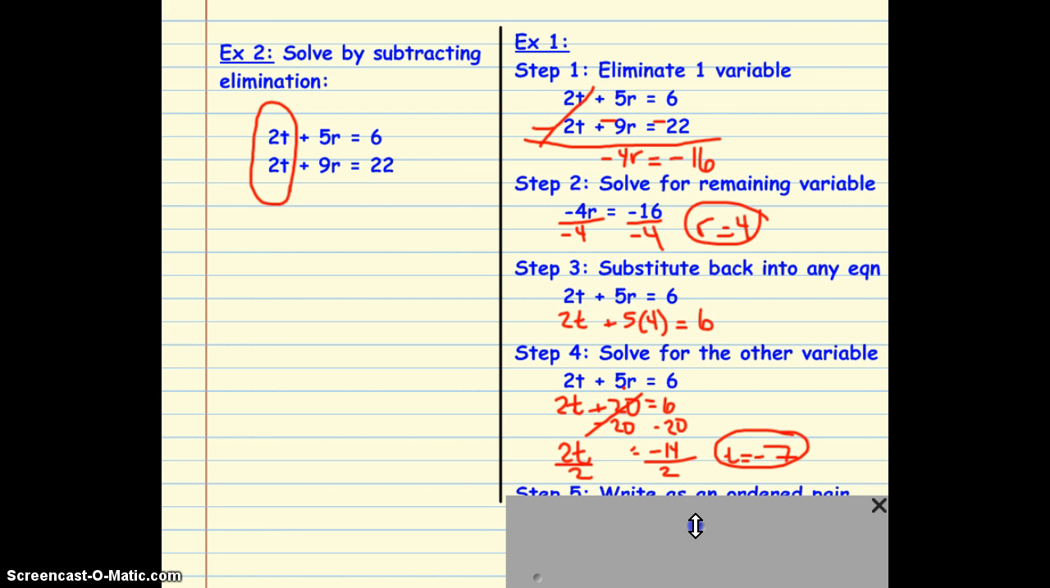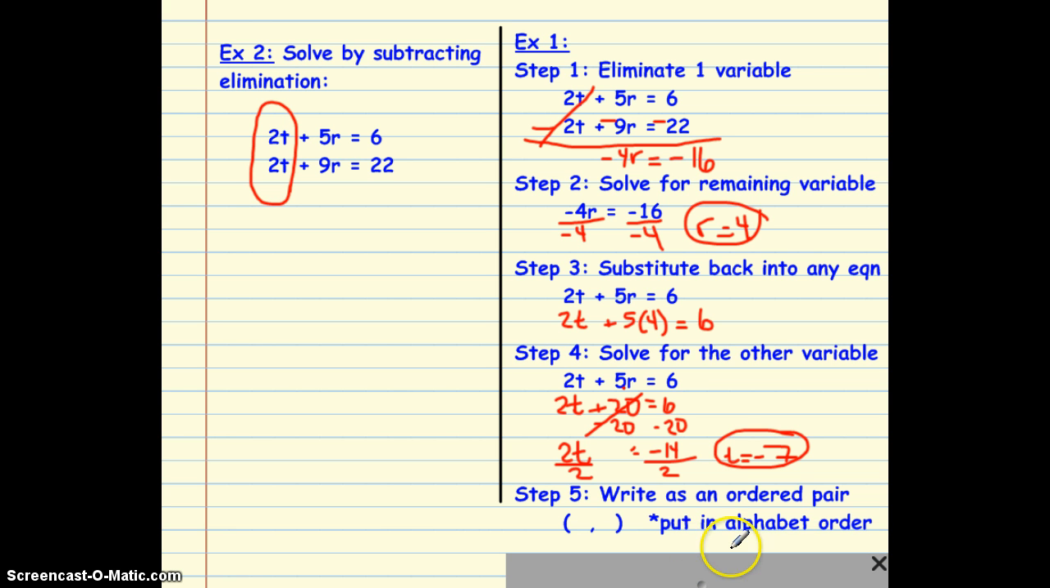Alright, and our fifth and final step is to write these as an ordered pair. Now we don't have x and y, but we always know that we need to put these in alphabetical order. So if we think Q, R, S, T, R comes first, so our R equaling 4 is going to be our first number, and T of negative 7 is going to be our second number. So again, if these two equations are graphed and they look like something like that, pretend that that's a straight line, we know that the solution is right where they cross, right here, and according to our math, this is going to be at the point (4, negative 7).